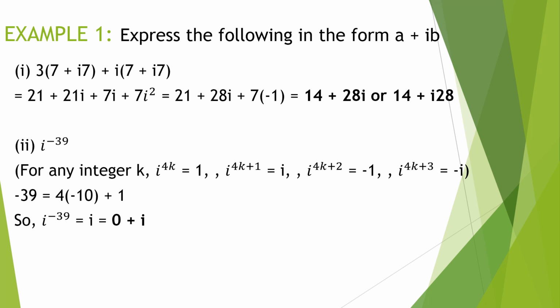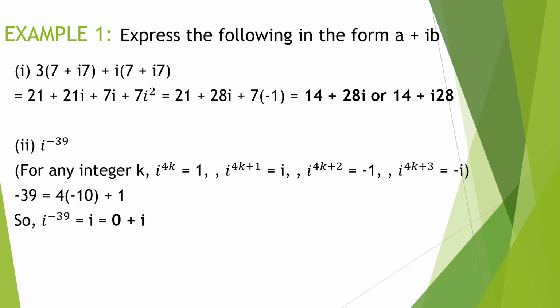First example, express the following in the form a + ib: 3(7 + i7) + i(7 + i7). So when you simplify this, it is 21 + 21i + 7i + 7i square. But we know i square is minus 1. So it will be 14 + 28i. So you can write it as 14 + 28i or 14 + i times 28.